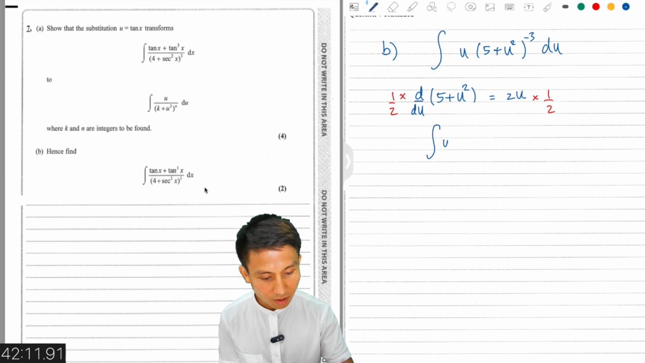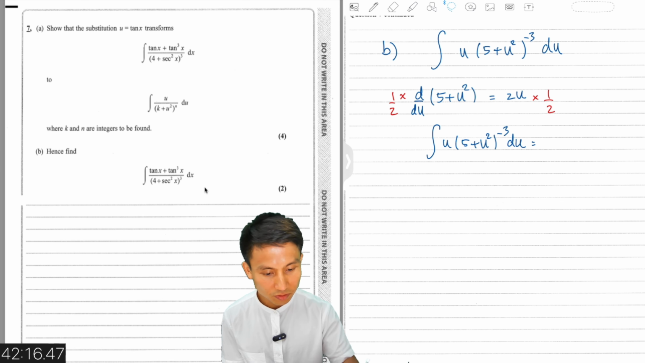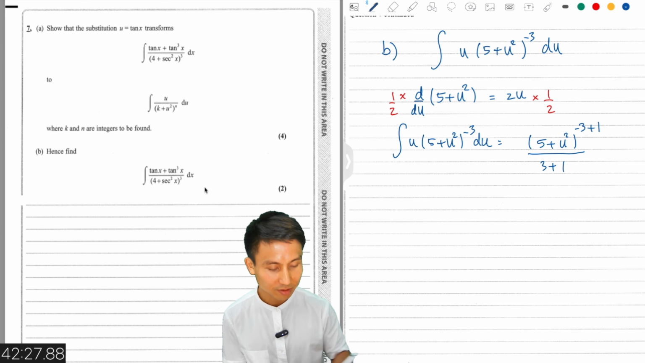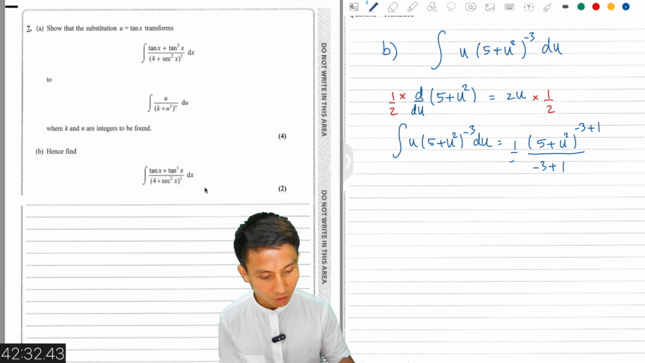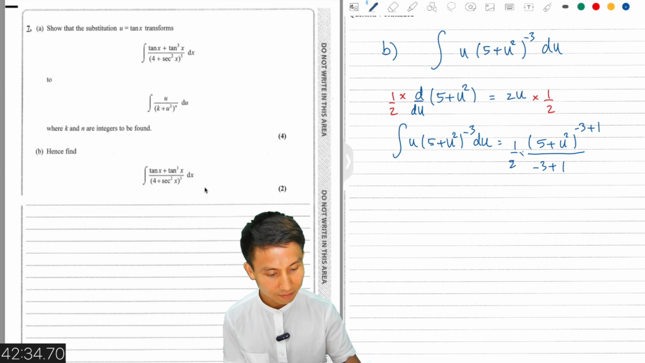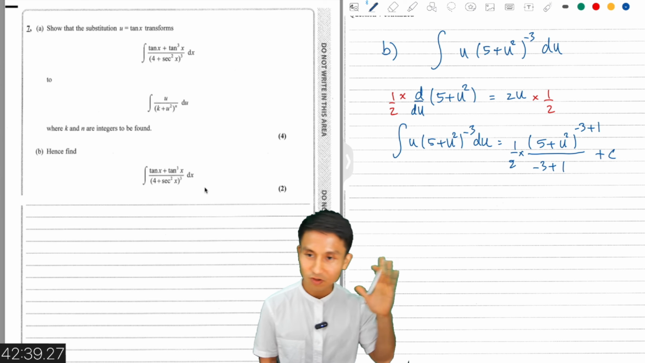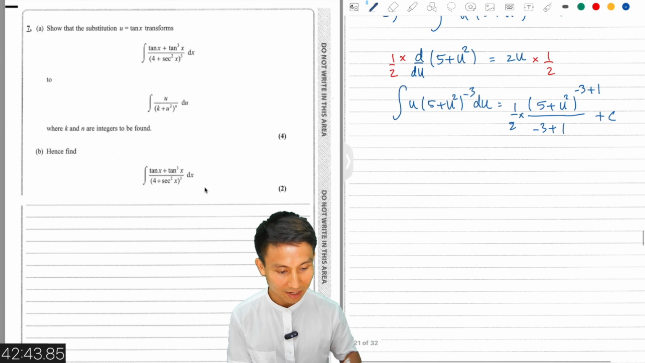Okay, so all that will just be equal to the inner part, which is (5 plus u squared), to the power of minus 3 plus 1, and divide by the added power, minus 3. And then the correction factor is just 1 over 2 here, yeah? And that's it. So this is a plus c here. In terms of u, we got to change it back to x later. I made that mistake before. I'm not going to make it again, guys.